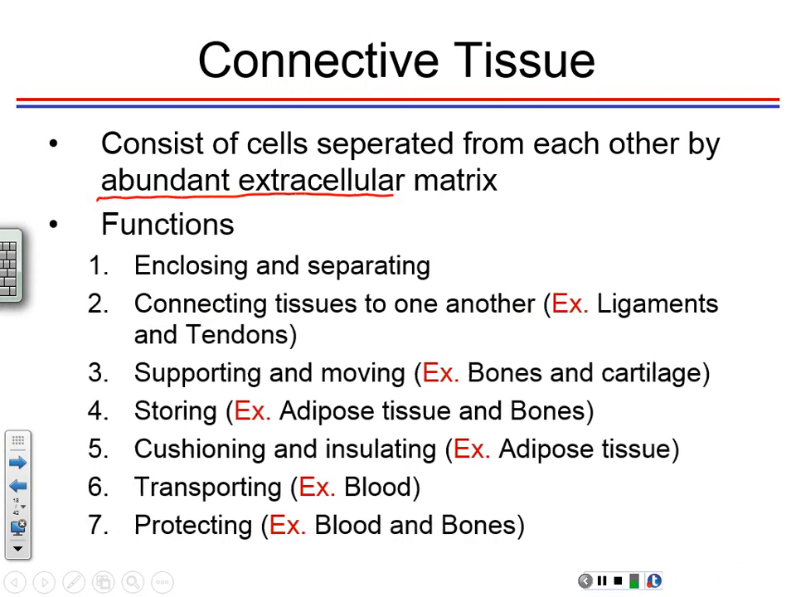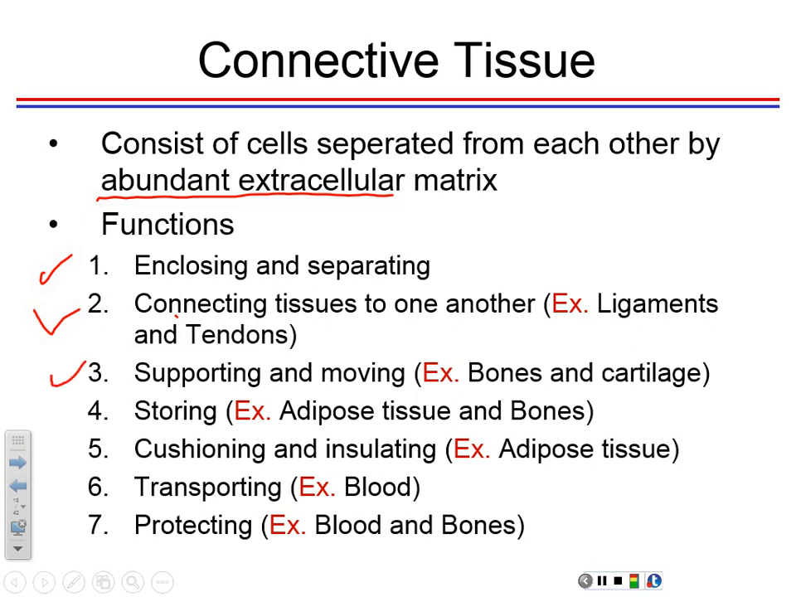All right, so basic functions, like we did with the epithelial tissues. Connective tissue separates and connects tissues. Between your muscles you have membranes that separate the muscle bundles into separate muscles and separate parts of muscles, and we'll talk a lot more about that when we do the muscular system, and fascicles and so forth. Connecting tissues to one another, like ligaments, which we talked about in the lab, connect bone to bone, and tendons connect muscle to bone.